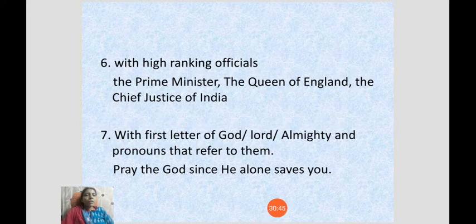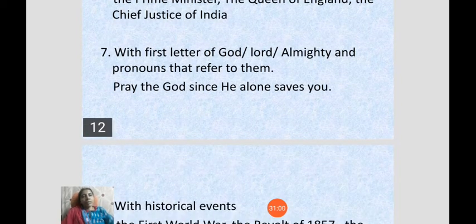Look at the next part. And pronouns that refer to them. Since He is the pronoun that refers to God, whenever it comes in between the sentence also, you need to use a capital H.